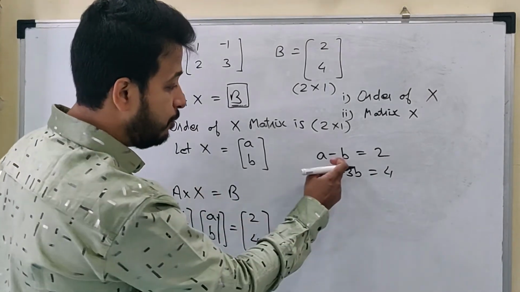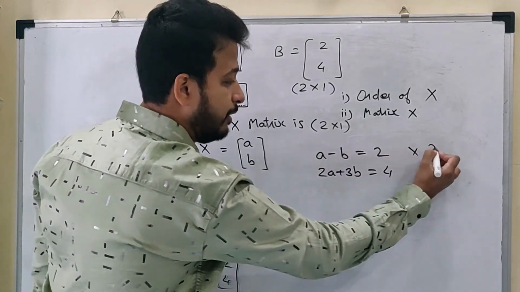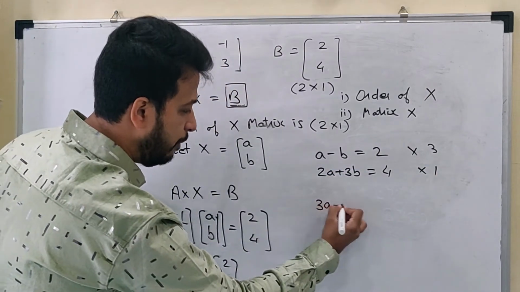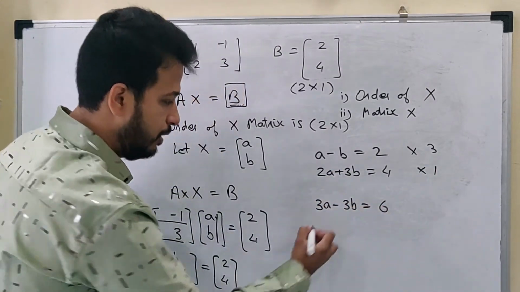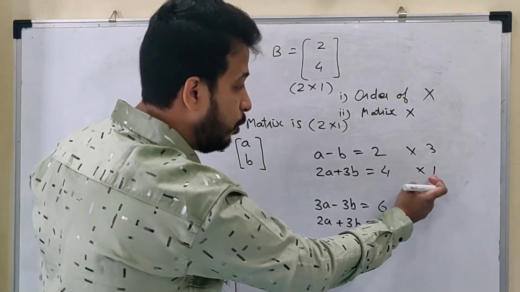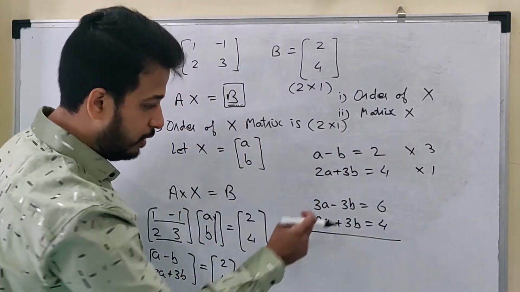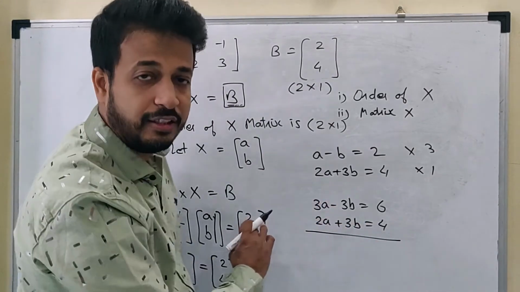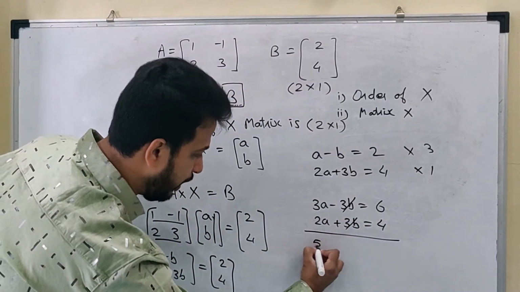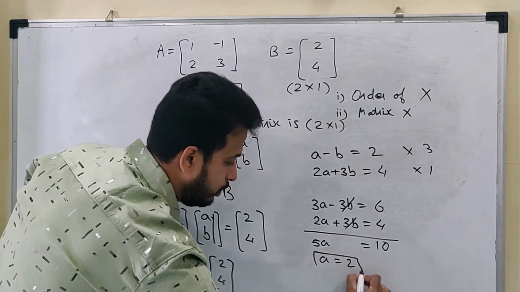So what I'll do, I'll make this B term same. For making this B term same, I'll multiply this whole equation by 3 and I'll multiply this whole equation by 1. So my equations are now 3A minus 3B is equal to 6, and 2A plus 3B is equal to 4, because I multiplied 1 to every term here and 3 to every term here. If I solve this, as my signs are different, I don't have to change the sign of any terms. So this and this get cancelled. So 3 plus 2 becomes 5A and 6 plus 4 becomes 10. So my A is equal to 2.